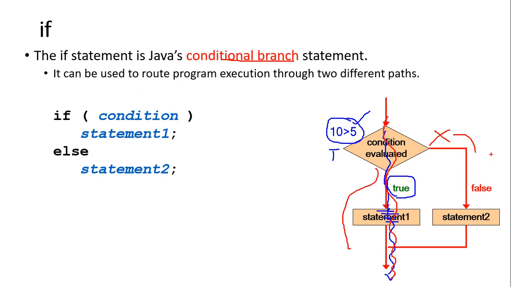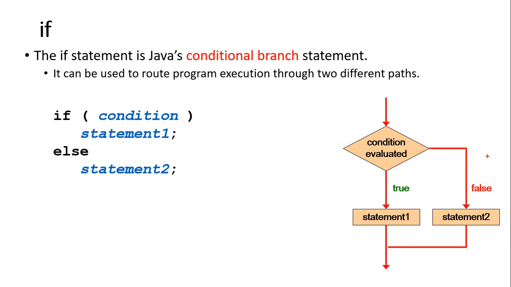Suppose you have some other condition like 10 less than 5, so we have a condition here. The outcome of it is false. In this case, the control comes here. If the condition is false, the control goes along the set of statements that are written in the other branch, and the program terminates, or the program goes to the other line of execution.